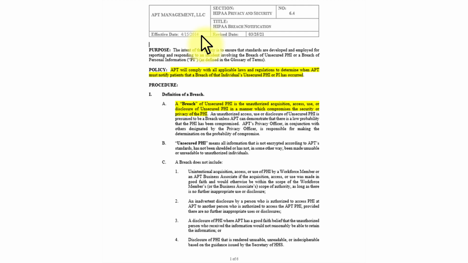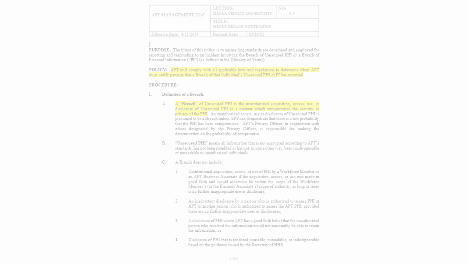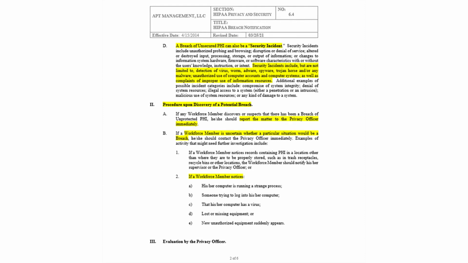Section 6.4 HIPAA Breach Notification. A breach of PHI is the unauthorized acquisition, access, use or disclosure of PHI in a manner which compromises the privacy or security of the PHI. The compliance officer should be immediately notified if a breach of PHI is noticed or suspected.